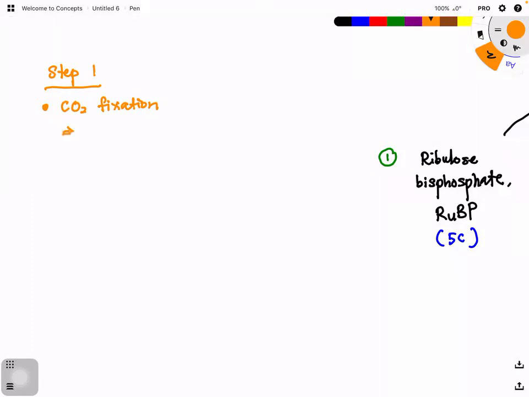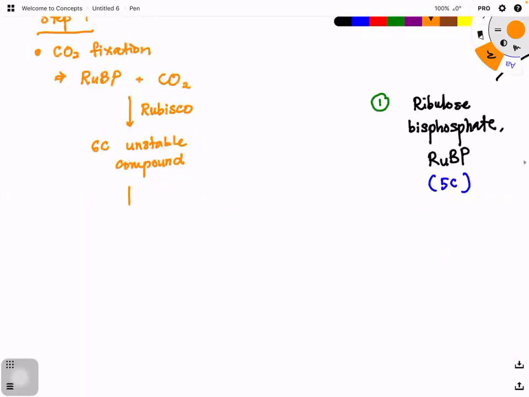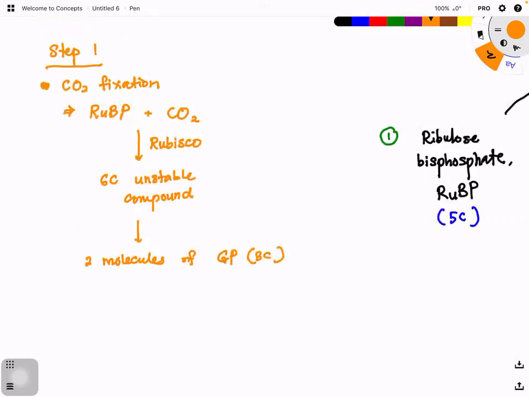So what are the main events here? The main events are RUBP together with CO2, in the presence of Rubisco. So you get a 6-carbon unstable compound. This 6-carbon unstable compound splits into 2 molecules of GP, which is 3-carbon. So basically, this is step 1, CO2 fixation.